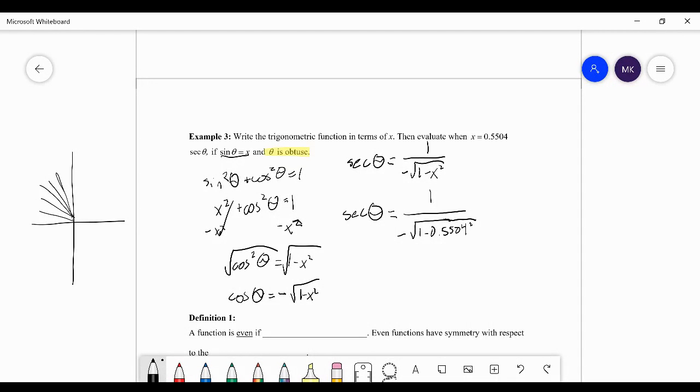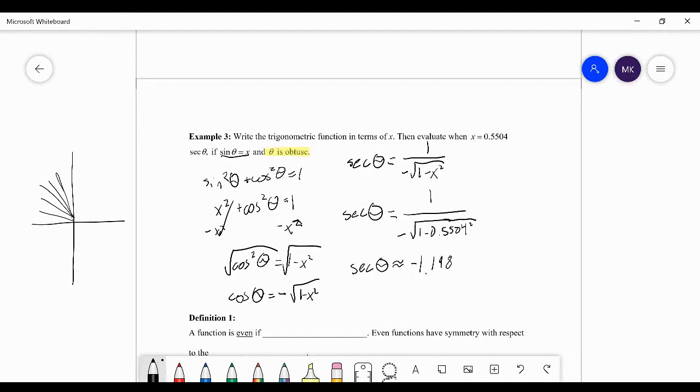And we end up getting that this is approximately negative 1.198. So we get that secant of theta is approximately negative 1.198.